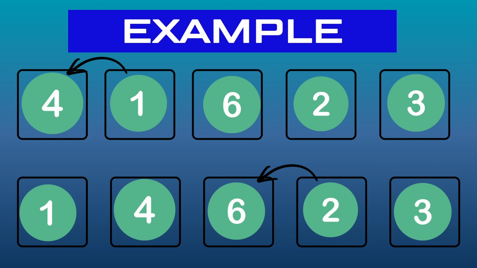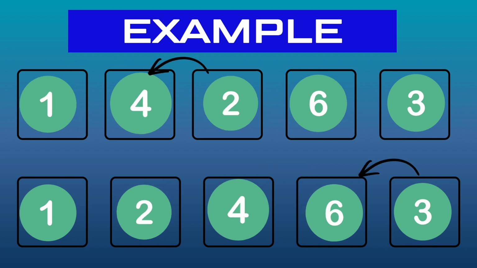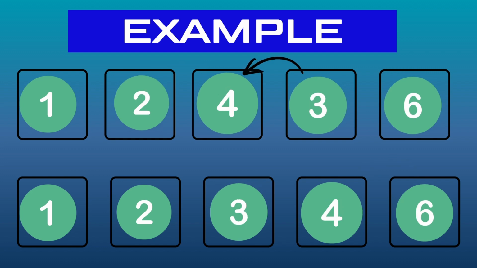Now, when we switch those positions, 1 is smaller than 4, so we now switch 1 into the place of 4. And so there's still a number smaller than 6, which is 2, and we put it in the position where 6 is currently. 2 is still smaller than 4, so we switch that, and now our list is 1, 2, 4, 6, 3, and 3 is still smaller than 6 and 4. So 3 switches with 6, and 3 switches with 4, and now we have 1, 2, 3, 4, and 6.